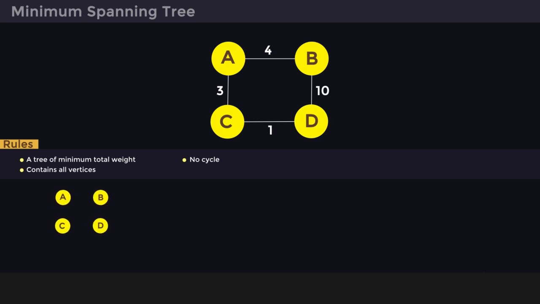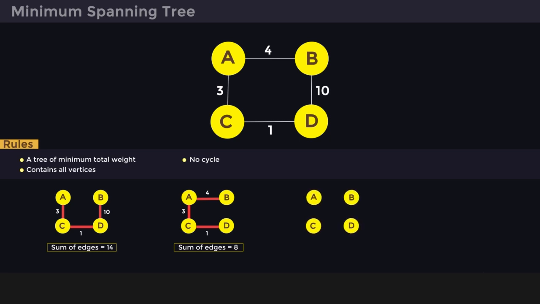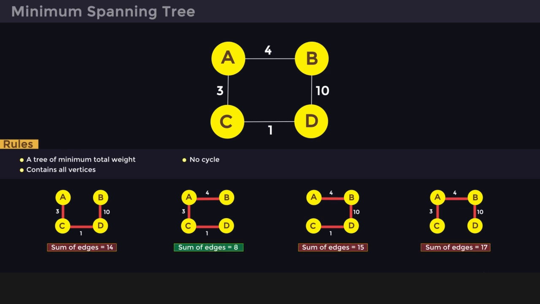This is one possible spanning tree, and the sum of edges is 14. This is another spanning tree where the sum of edges is equal to 8. The next spanning tree has a sum of edges equal to 15. And the last possible spanning tree has a sum of edges equal to 17. Among all spanning trees, the tree with the minimum total weight is our minimum spanning tree.